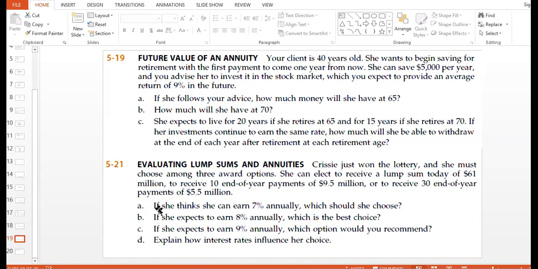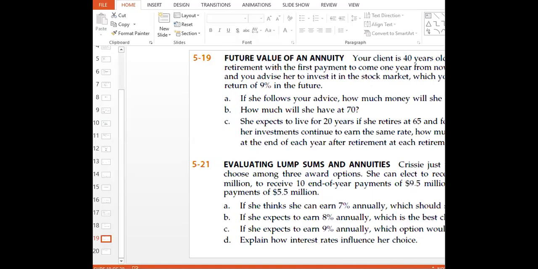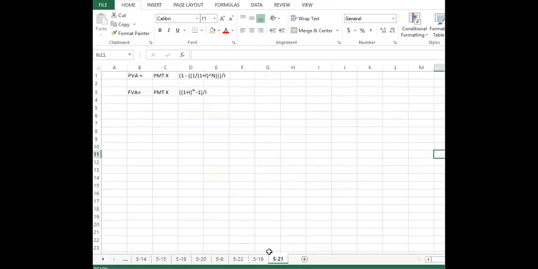Requirement number 1: if she thinks she can earn 7% annually, what should be the best choice? Okay, class, she has 3 options, and we have 3 different requirements with different interest rates: 7%, 8%, and 9%. Okay, so we are going to solve it.